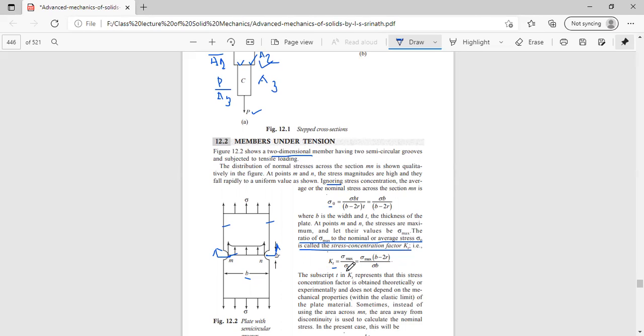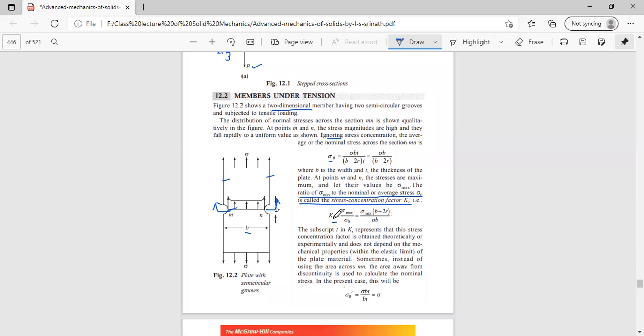And if we put the value of sigma 0 as sigma b by (b minus 2r), then it will become sigma max multiplied by (b minus 2r), and in the denominator, sigma into b itself. The subscript T is the subscript here. It explains that this stress concentration factor is obtained theoretically or experimentally and does not depend on the mechanical properties or the elastic limit of the plate material itself. So that's an important thing.